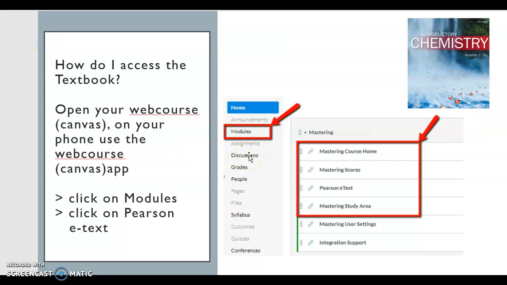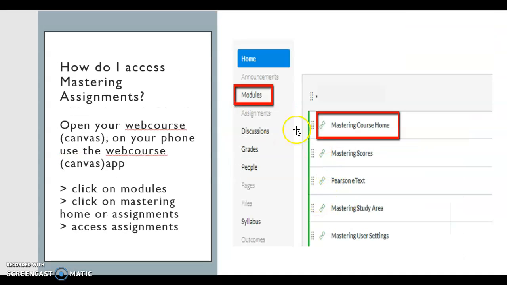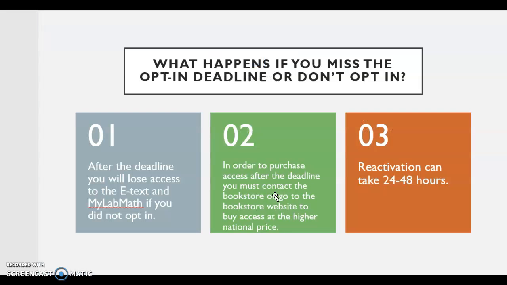So for the rest of the semester, after you've opted in, you'll always go to modules and Web Courses to access the e-text and Mastering. In order to do your Mastering assignments, you're going to go into Web Courses, click on modules and look for the assignments, and you'll have access for the rest of the semester if you opt in.